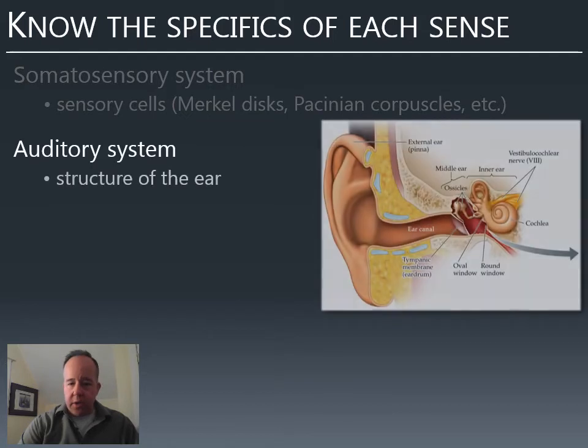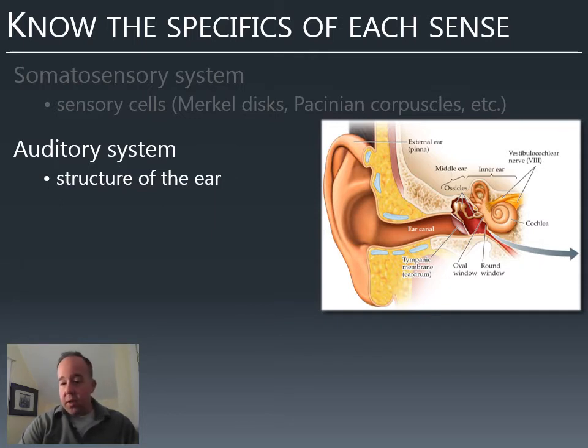The auditory system. Know the structure of the ear. We spent a bit more time on the auditory system, not as much as on the visual system, but about the second most focused on sense was audition. So know the structure of the ear, the outer ear, middle ear, inner ear, parts of those various zones.